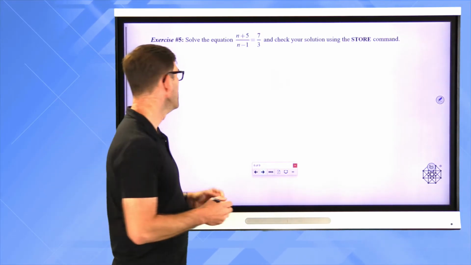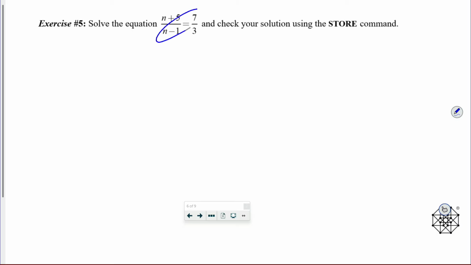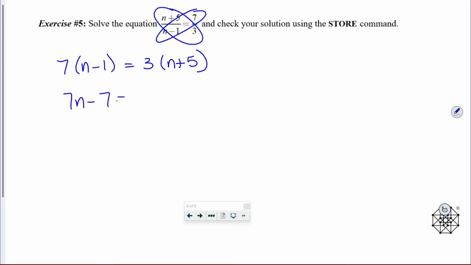All right, let's do it. Solving this by cross multiplication, we're going to multiply this and this, which gives me 7 times n minus 1 is equal to 3 times n minus 5. Doing a little distribution, we'll get 7n minus 7 is equal to 3n plus 15.